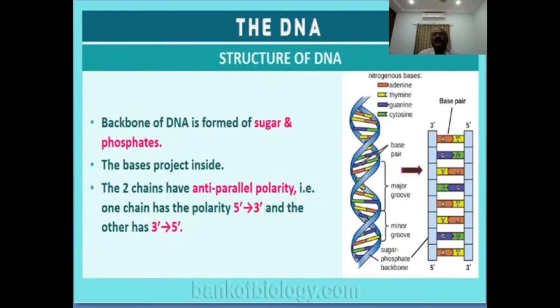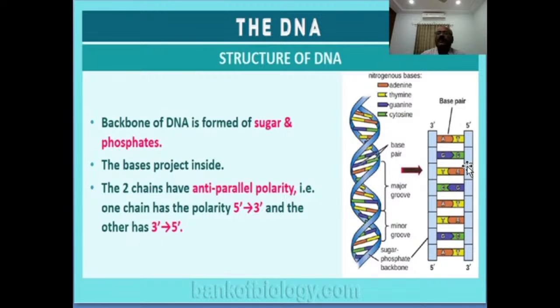When we observe the structure of DNA, the backbone of DNA is formed of sugar and phosphate. The bases project inside. The two chains have anti-parallel polarity. That is, one chain has the polarity 5' to 3' and the other has 3' to 5'. You see here, this is the DNA. This is one strand, this is one strand.